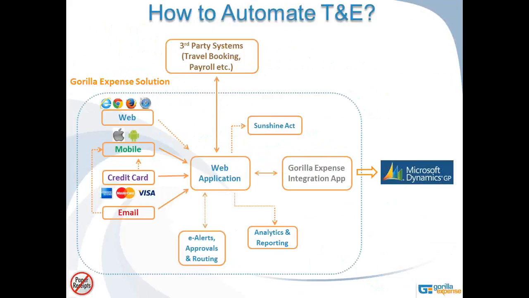So I have the solution diagram, and I'll just walk through it briefly. I'll work my way from one corner to another. So within the dotted box is our expense solution. Just starting at the top left, you can obviously do expenses and expense reports from the web. And when I mean web, I mean a browser on a laptop or a computer. We support all the 4 major browsers. Travelers can also do expenses or expense reports from their mobile devices.